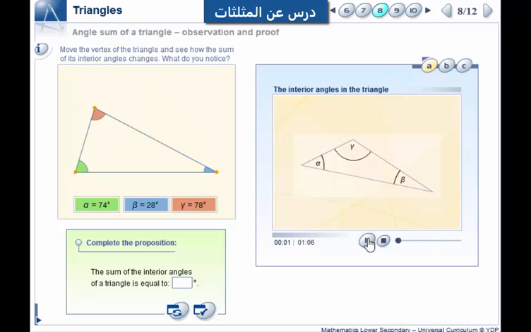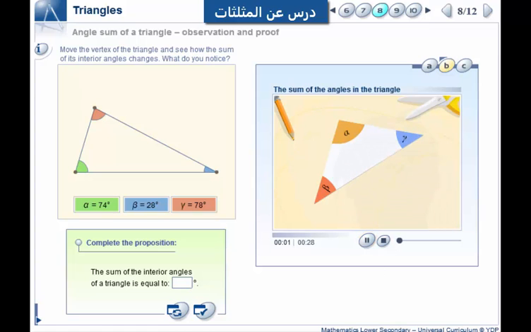We will prove that the sum of the interior angles in any triangle is equal to 180 degrees. We draw a parallel line and mark the new angles theta and phi. Note that the angles alpha and theta are alternate angles. The angles phi and beta are alternate angles too.